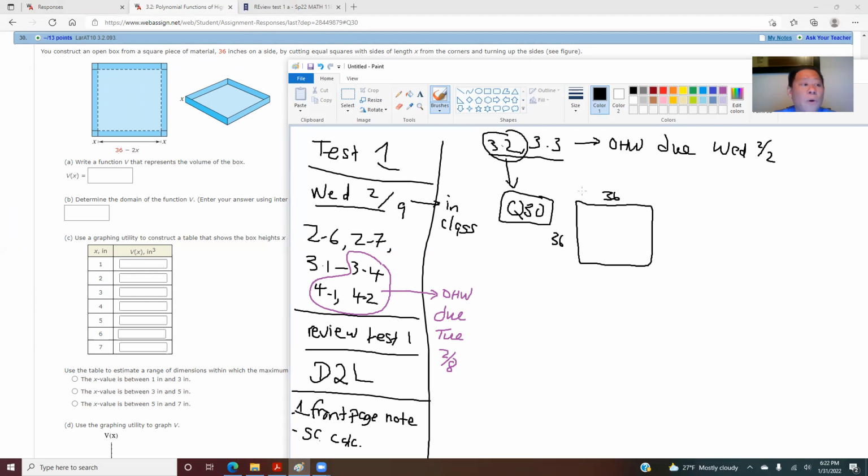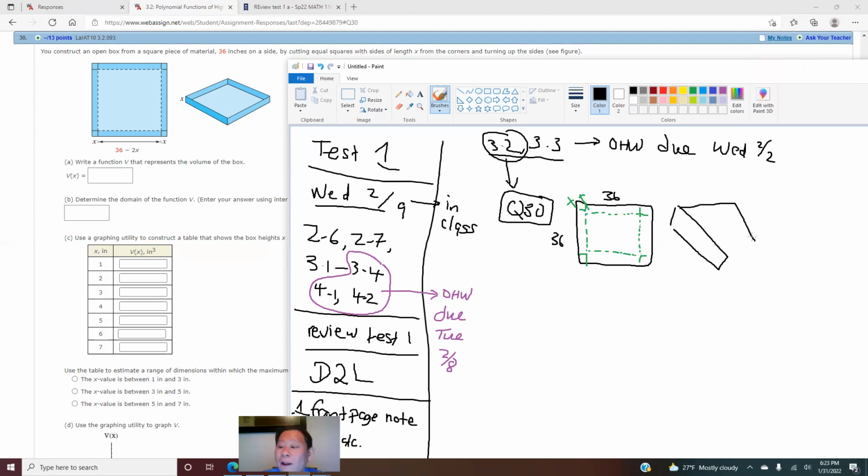What happens is they will cut square pieces on the corners here. So they will take square pieces off, and they will take X out on each corner. Then if you fold on this dotted green line, you will get what we call an open box. You will get something like this. Pardon my drawing, it's not as nice as the picture drawn.